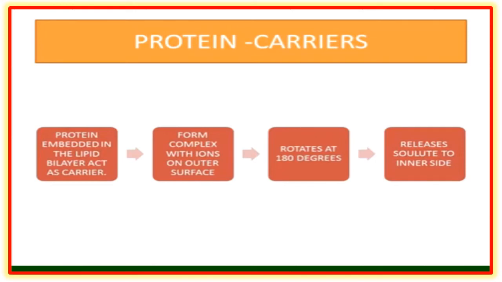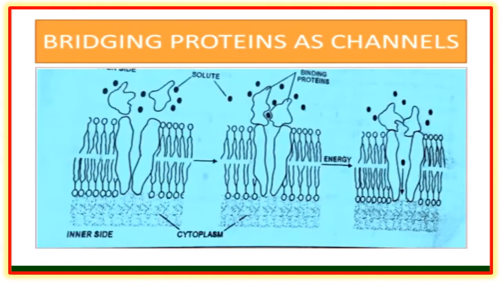Now the next theory, that is given by Singer, bridging proteins. The bridging proteins act as channels through the membrane. The model proposes that the integral proteins that occur in the form of bridges in the entire membrane act as channels through which the substance is transported.